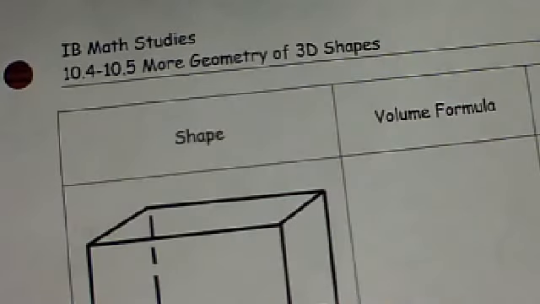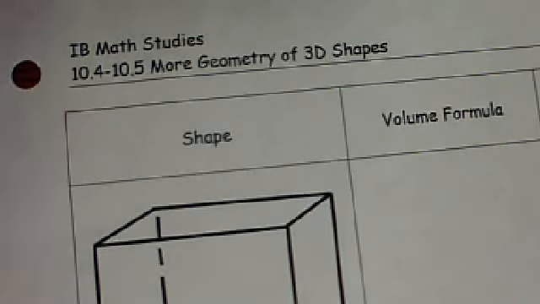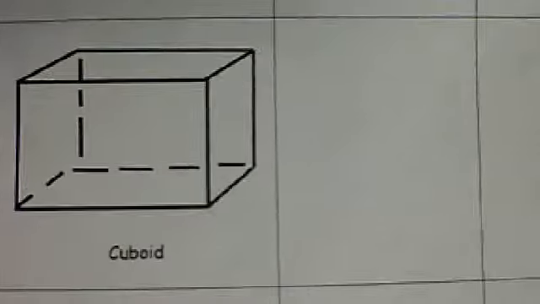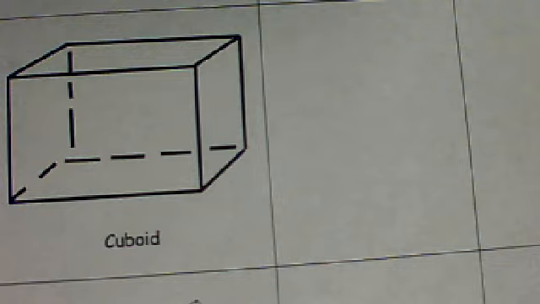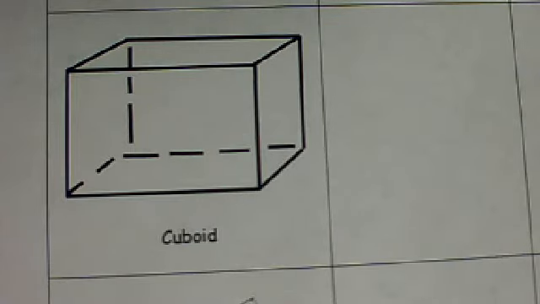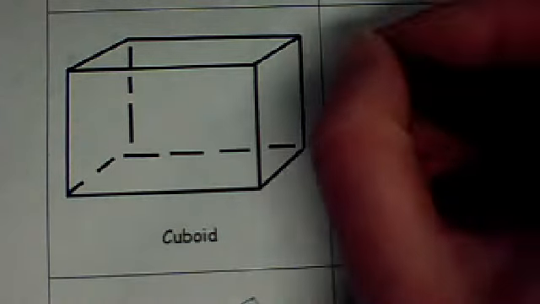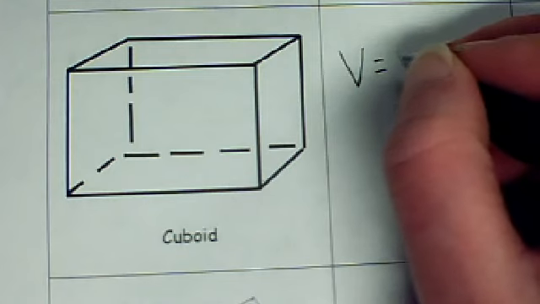In today's lesson, we're looking more at the geometry of 3D shapes to include volume and surface area. So, let's start with what IB calls a cuboid. It's a rectangular prism. As you may remember, the volume formula for a cuboid, well, I hope you do. Volume is length times width times height.